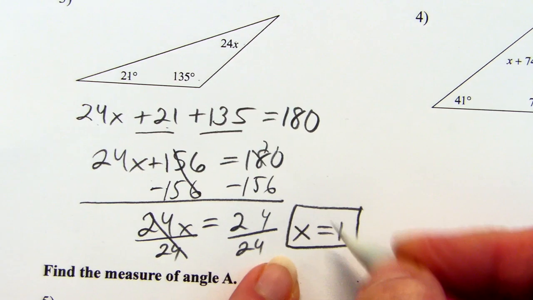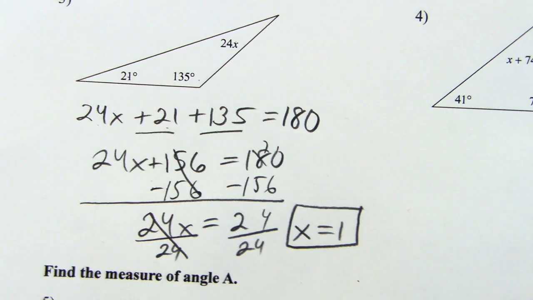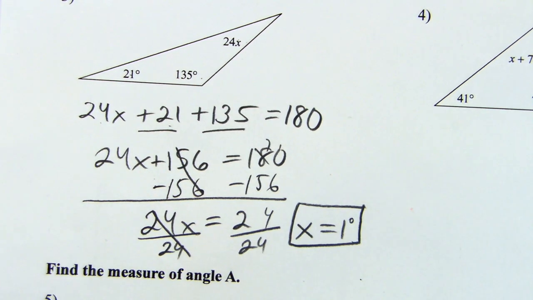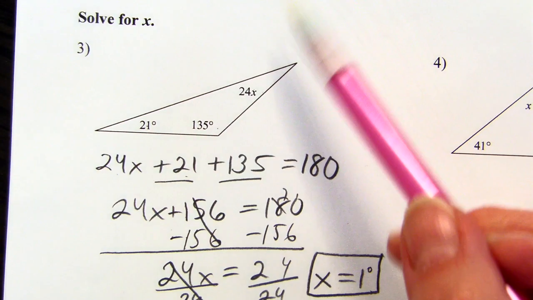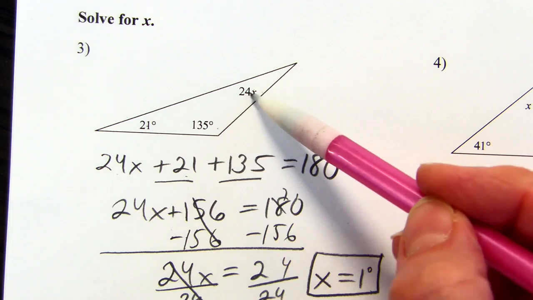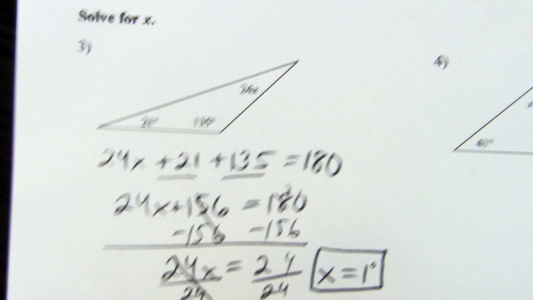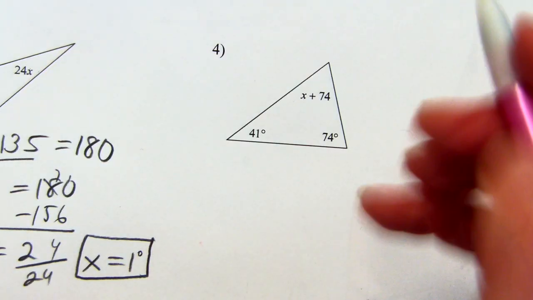Now if it's asking for x, which is part of an angle, some books will leave the degrees off and some of them will add a degree. Either way is acceptable to me. They did not ask us to actually find this angle. We could, it'd be 24 times 1, so it'd be 24 degrees. They just wanted us to find x. So let's try another one.